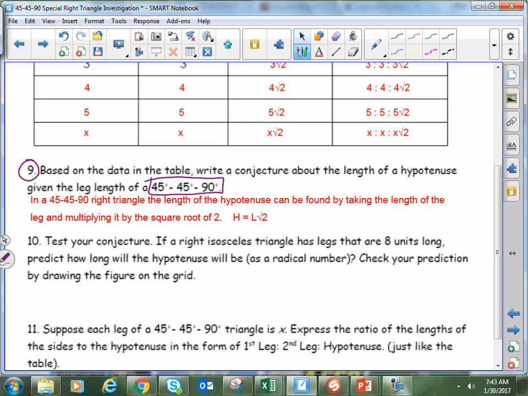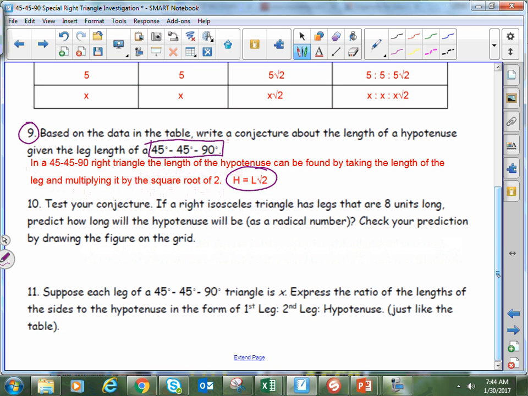And this, ladies and gentlemen, is the same statement written in a math format as opposed to an English format: the hypotenuse can be found by taking the leg and multiplying it by the square root of 2. That is the rule that we will always use when we're evaluating 45, 45, 90 right triangles.